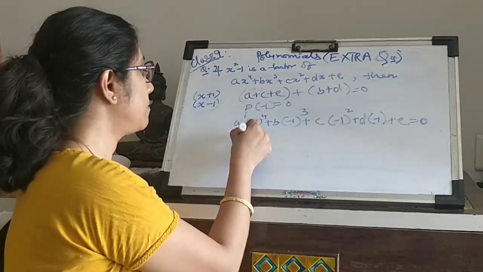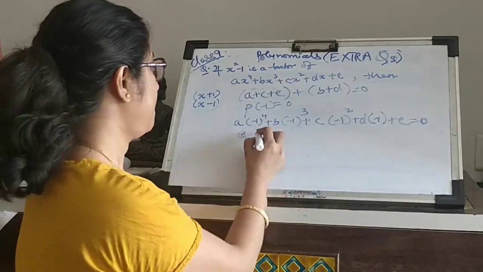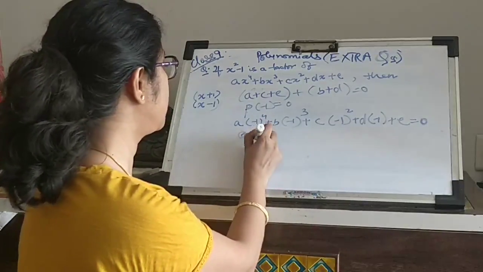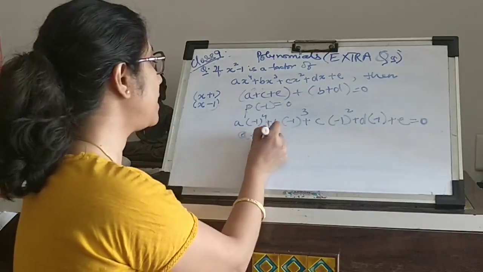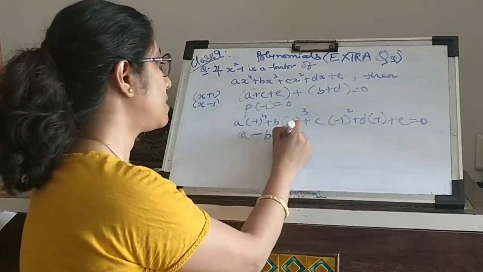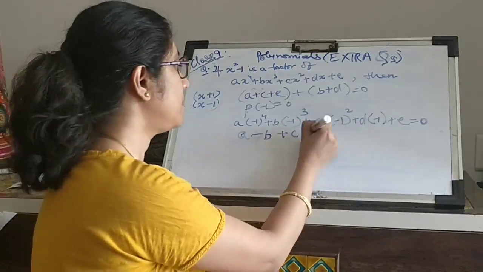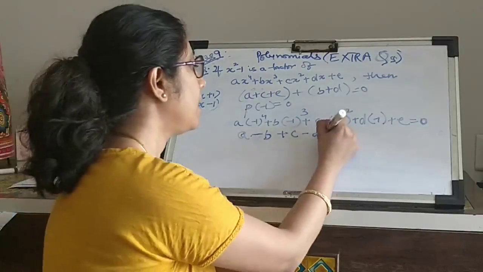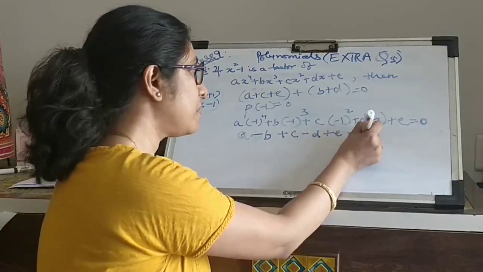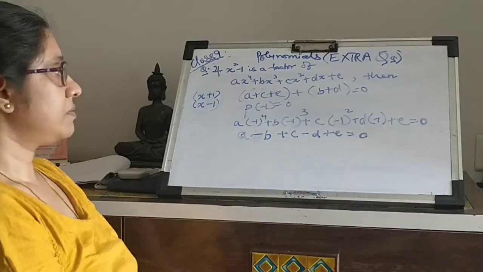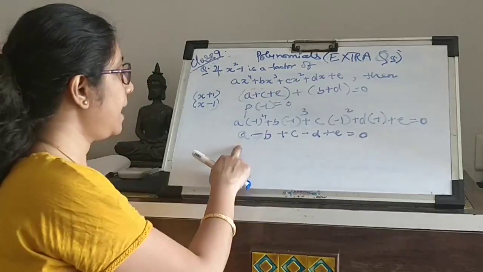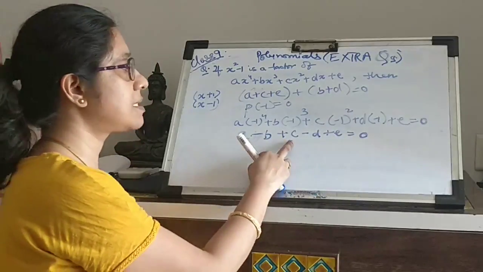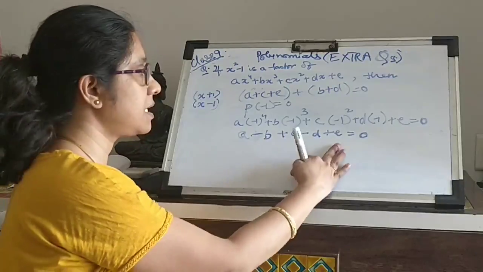What I get is A. Then what I get is, okay, this has to be minus B. This has to be C. This has to be minus D. And plus E is 0. So what do we see here? I'm getting A minus B plus C minus D plus E is 0.